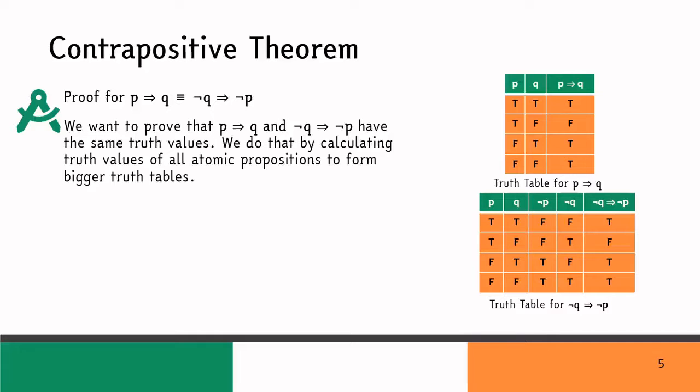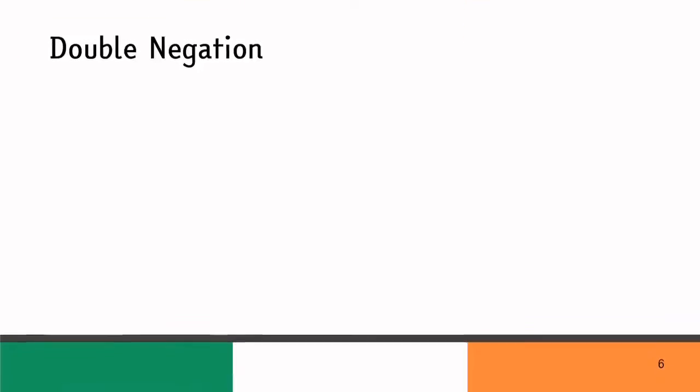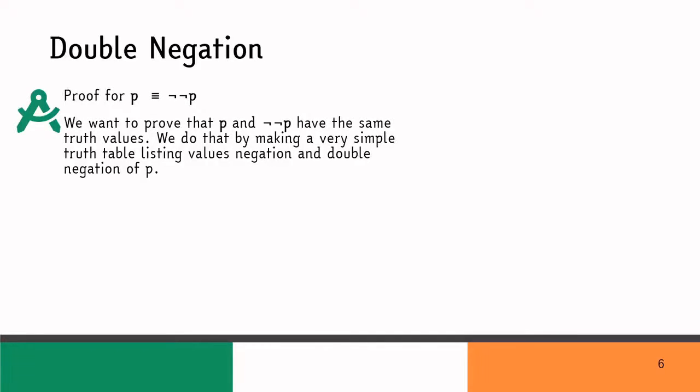Now, we can see both the table values match and thus the contrapositive theorem holds true. A single negation flips the value from true to false and vice versa. A double negation flips the flipped value back to the original value. The truth table for the double negation could be plotted in such a manner.